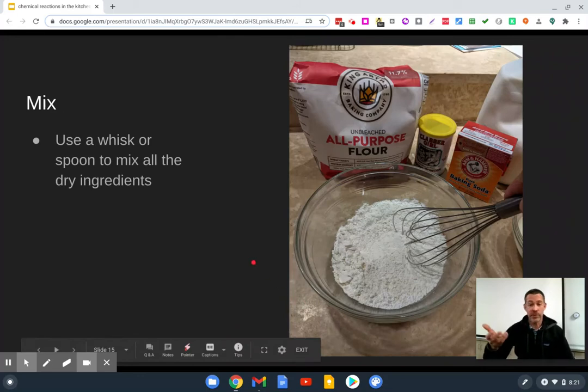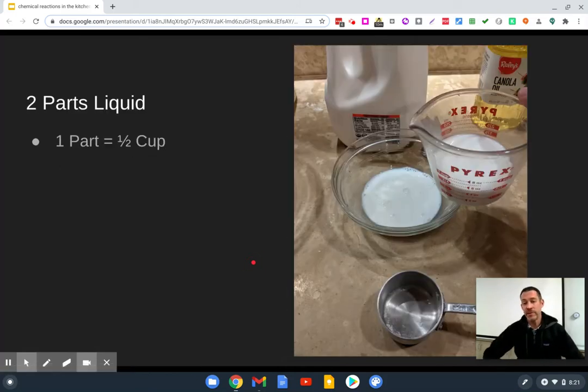So take a whisk or a fork or a spoon and mix those dry ingredients so they're all in one bowl. And then we're going to mix the wet ingredients. So remember, we had 2 parts flour, 2 parts liquid. So I'm going to use a 1/2 cup, and this time I used a liquid measuring cup. So a whole cup, or 2 times 1/2 cups, 2 parts in the bowl.